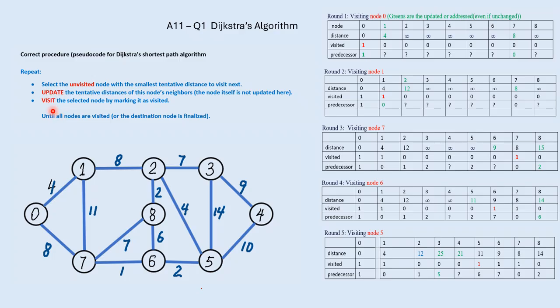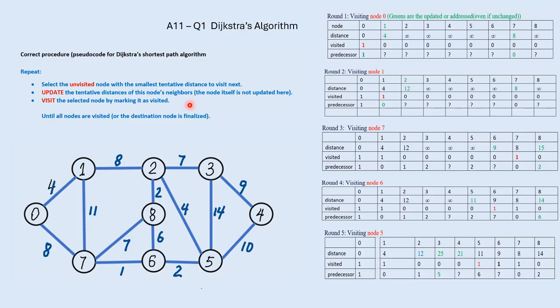Each time you pick one node to visit. So first step, we have all infinity distances and 0. Select the unvisited node with the smallest tentative distance, not necessarily a neighbor, but smallest globally, and then visit it. Then from there, update the tentative distance of all its neighbors. The node itself is not updated. Then mark it visited, and you're done.